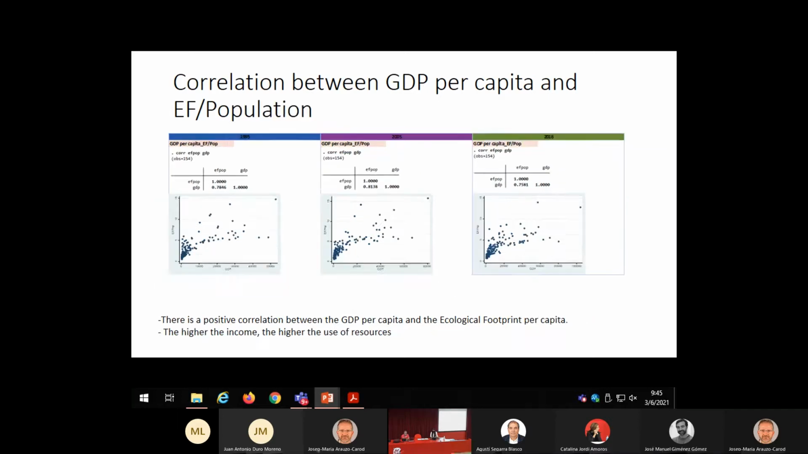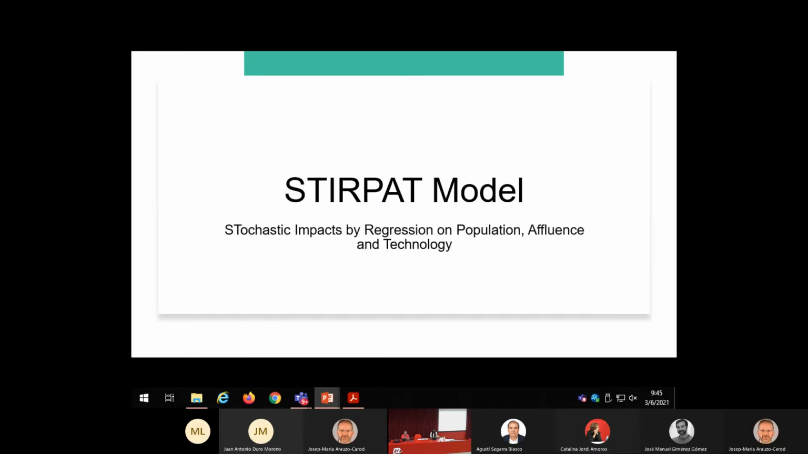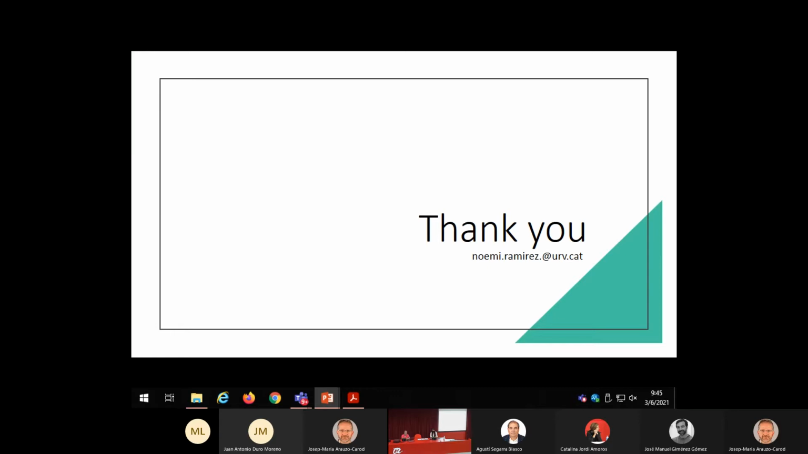I'm going to skip the next one, so I'm on time, and give just a quick overview about the STIRPAT model. We want to analyze the drivers, which are affluence, urbanization, and endowment. And finally, we plan to use estimating dynamic panel data models, which is going to help us complete this analysis. Thank you very much.